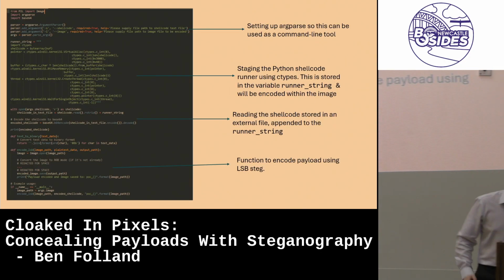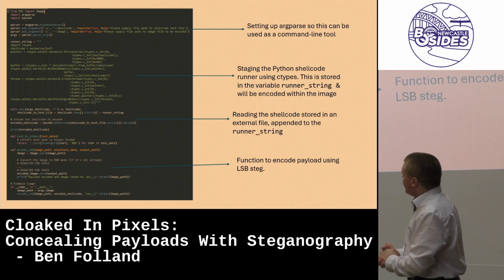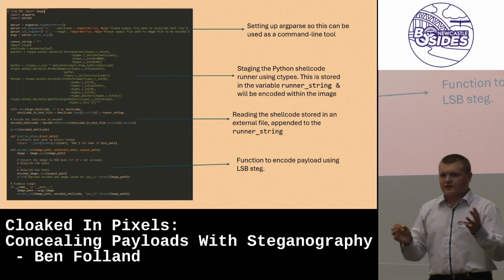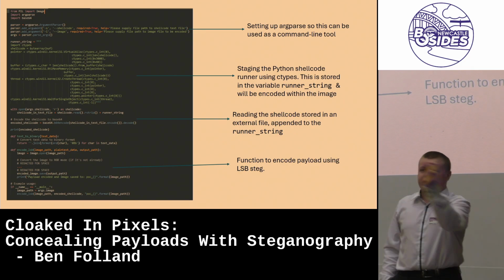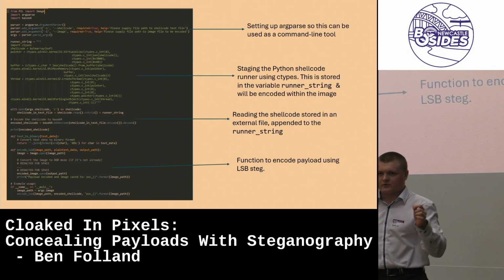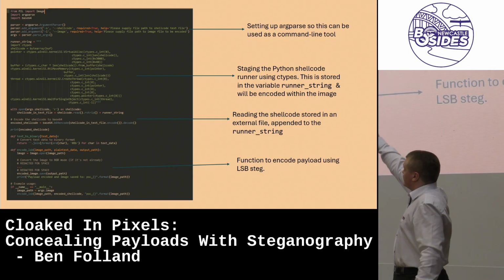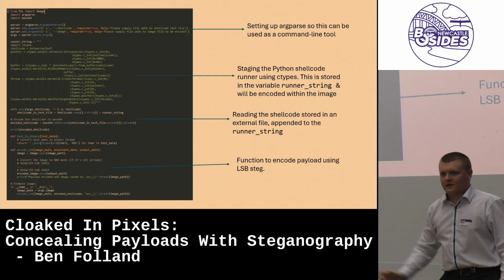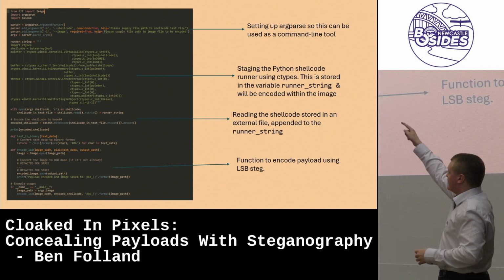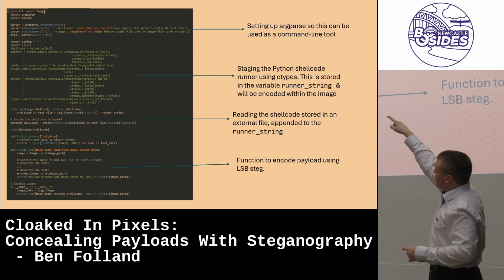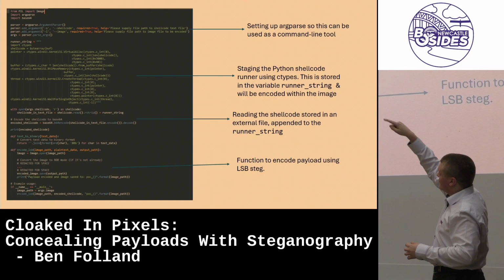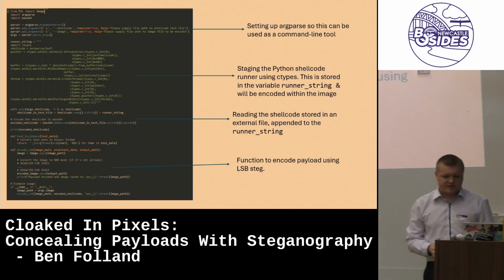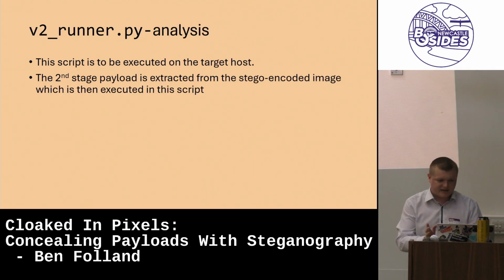Here is the source code for this. There is an important function, encode LSB, and I've redacted this for space. This function uses least significant bit steganography to loop through each of the pixels and then modify it to embed your shellcode. The other important thing to note is there is a variable called runner string, and the runner string contains further Python code. This Python code is used to execute the shellcode. This Python code in the runner string variable is also embedded into the image. Okay, so that's the encoder script, and we're going to move on to the runner script, and we'll put a bit more attention on this one.